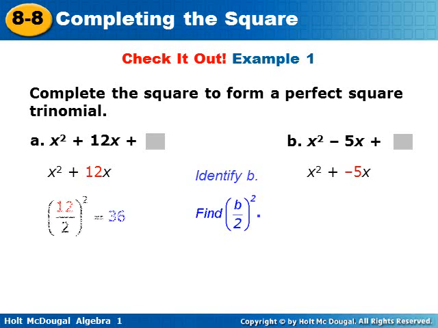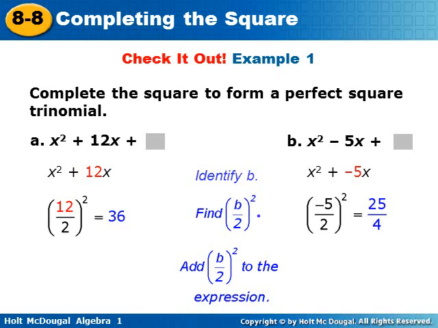And then we're going to find b divided by 2 squared. So for a it was 12 divided by 2, which is 6, squared, which is 36. And for b it's negative 5 divided by 2 squared, which is 25/4. Now we're going to add b divided by 2 squared to the expression. So for a it was x squared plus 12x plus 36, and for b it was x squared minus 5x plus 25/4.